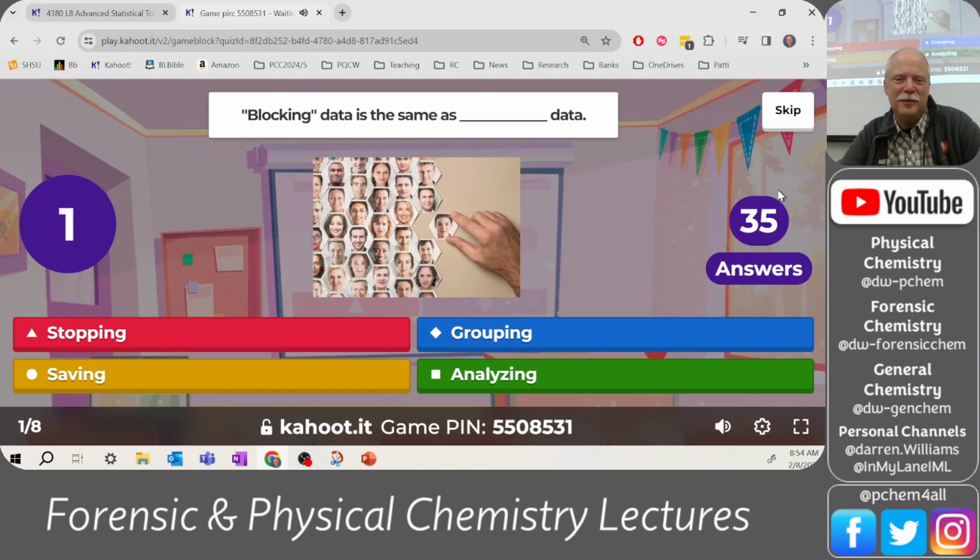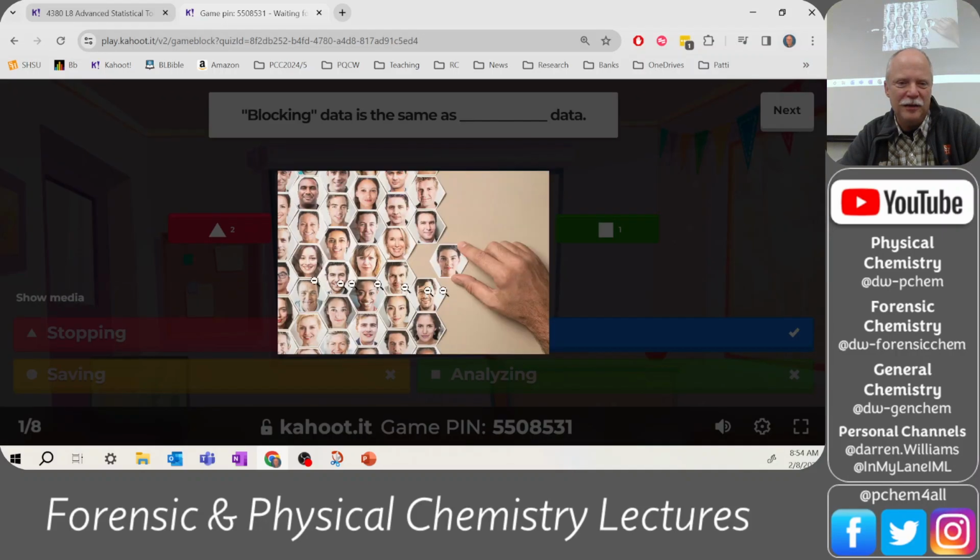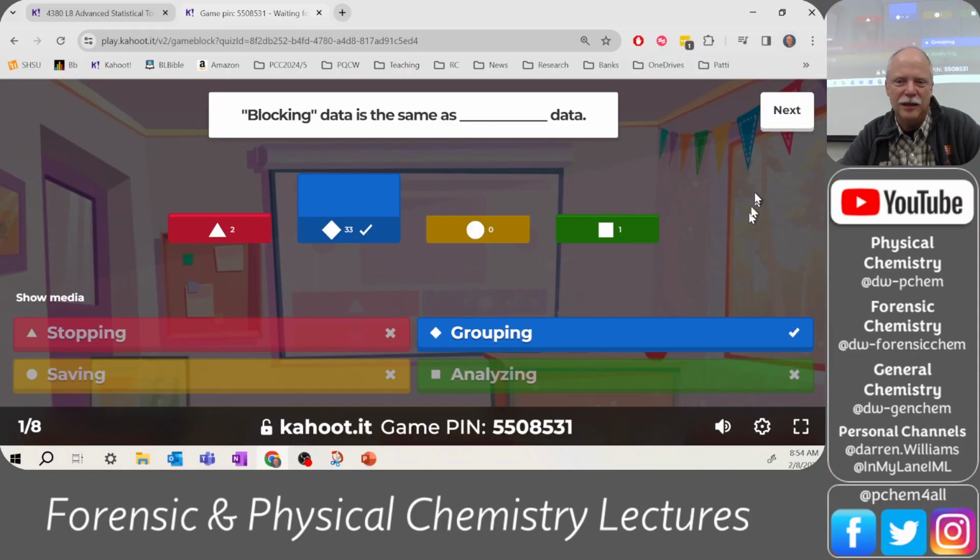What are ways you could group the folks in that picture? Let's see. It's just show media. There it is. You know, hair. You could do male, female. You could do various racial categories. You could do hair color, whatever. So there's lots of ways to block the data.